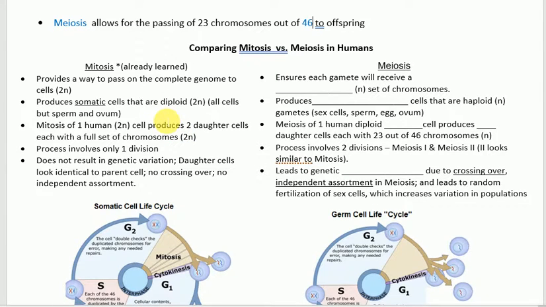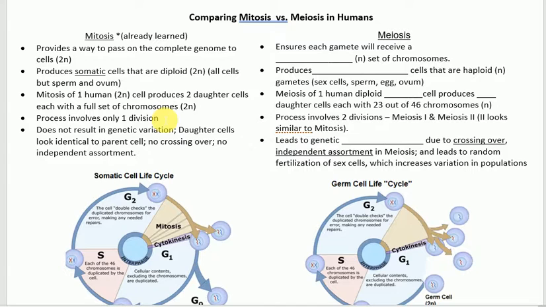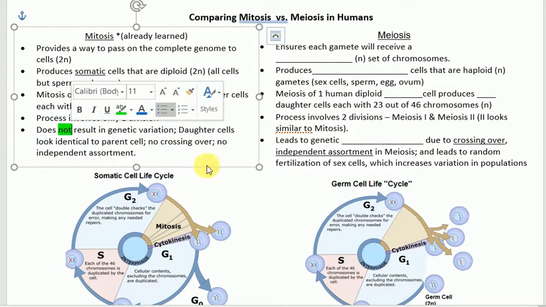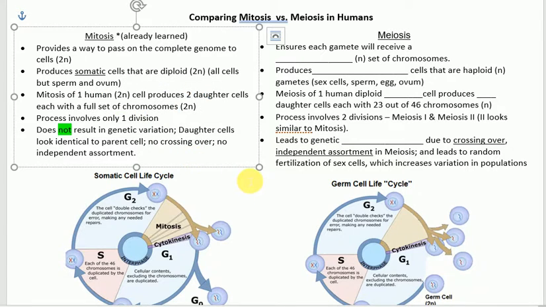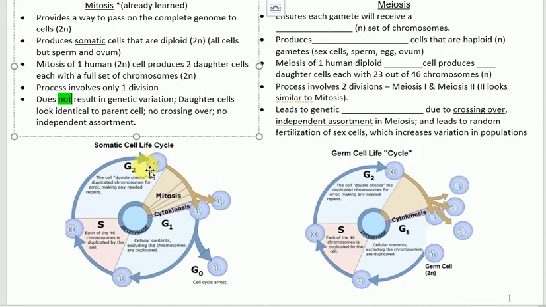The process only involves one division, and it does not result in genetic variation. The daughter cells are going to be identical to the parent cell. There will be no crossing over, no independent assortment, no variation at all. And this is basically what we went through before. You've got your G1, your S, your G2, and then mitosis resulting in those two daughter cells.